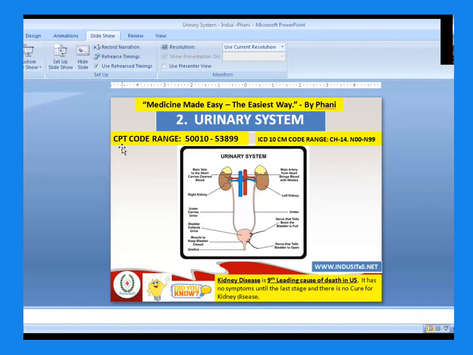And coming to the CPT code range, CPT stands for Current Procedural Terminology, whereas ICD-10 stands for International Classification of Diseases, 10th revision with clinical modifications. The CPT code range is 50010 to 53899, which means these codes deal with the procedures when it comes to the urinary system.